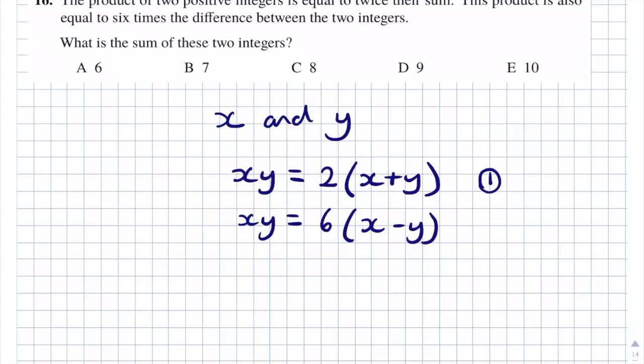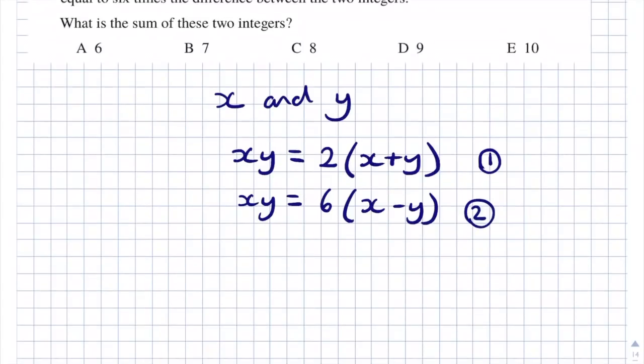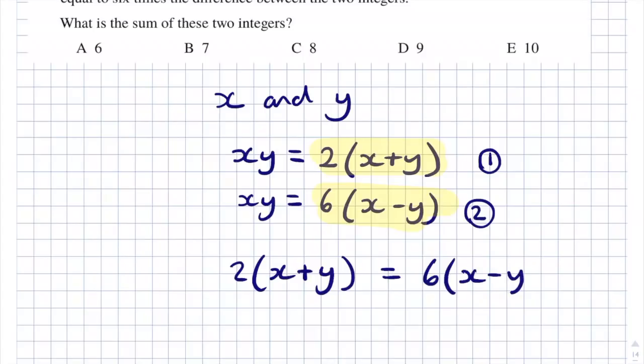So it doesn't matter if you say we've got 6 multiplied by y minus x, or we've got 6 multiplied by x minus y. It doesn't matter. So that's our second equation. Now, what you should be able to see is the product xy is equal to this value, and it's also equal to this value. So what we can say is that 2 multiplied by x plus y is equal to 6 multiplied by x minus y.